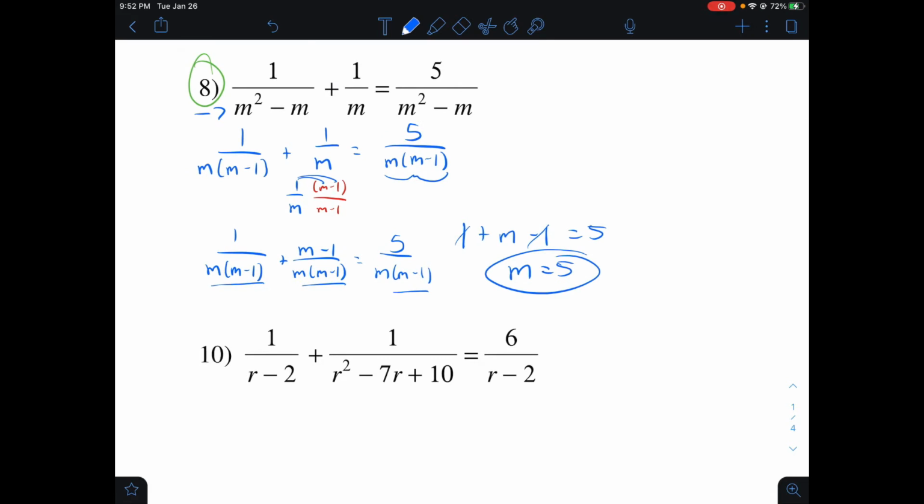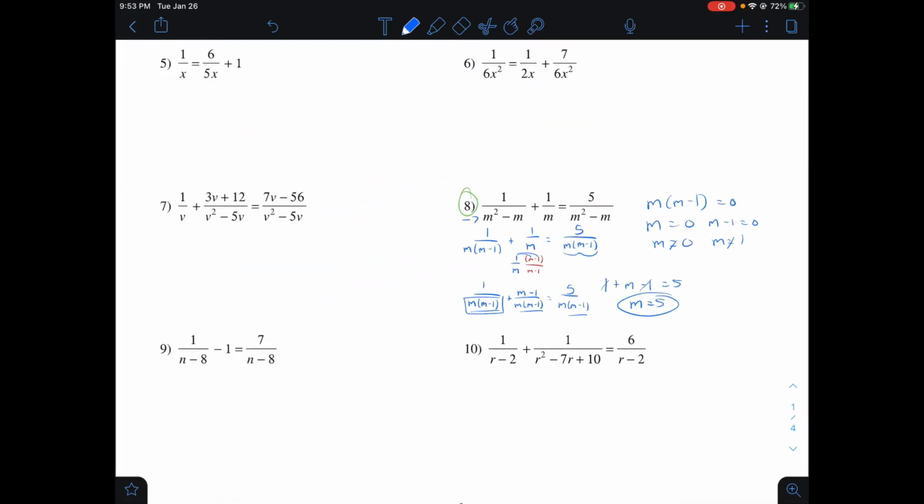So basically what you're going to want to do is take your common denominator, which in this case was m times m minus 1, and set it equal to 0. So m equals 0, m minus 1 equals 0, m cannot equal 0, and m cannot equal 1. So those would be the bad solutions. We didn't get that, so we're good to go. Our answer's good. All right.